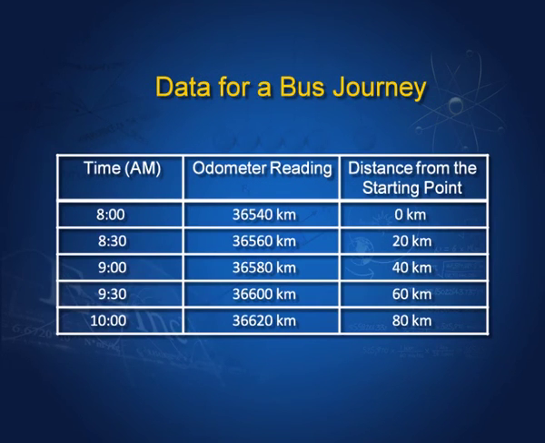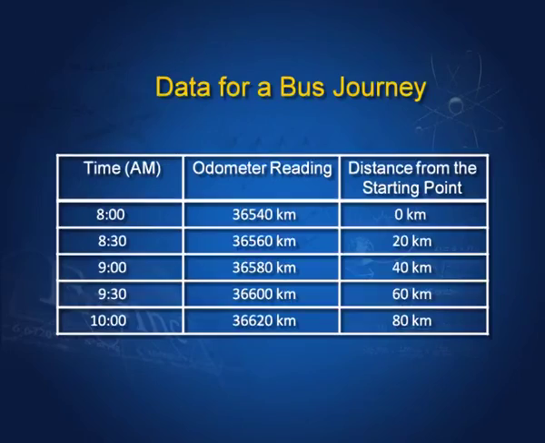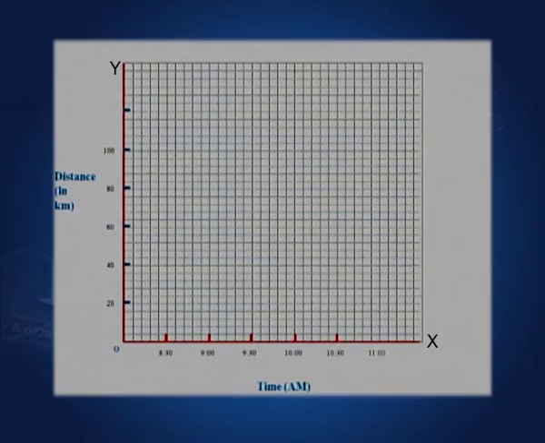Let us draw a graph and illustrate these points. I have here data from the journey of a bus. You see that in the first column we have time, say 8:30 a.m., 9 a.m. and 9:30 a.m. and so on, and in the last column we have distance from the starting point, 0 kilometer at 8 o'clock, 20 kilometer at 8:30 and so on. And we now draw a graph point by point.